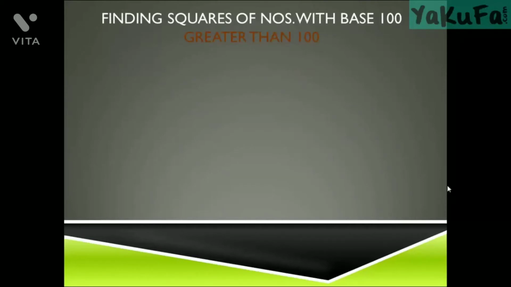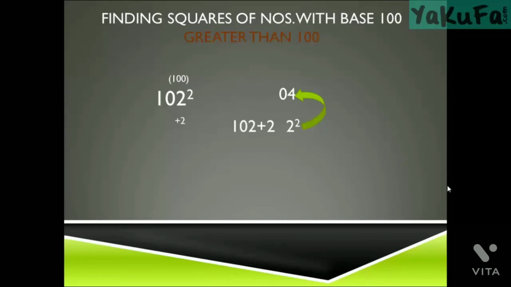In the next step we'll find the square of a number which is greater than 100. Here there is a minute change in the steps. This number, 102, is two numbers ahead of 100, so it's positive 2. We square that positive 2, which is 04, and we add that 2 to 102. It comes out to be 104, and you are done. This is how you find the square of numbers whose base is 100 and which are above 100.